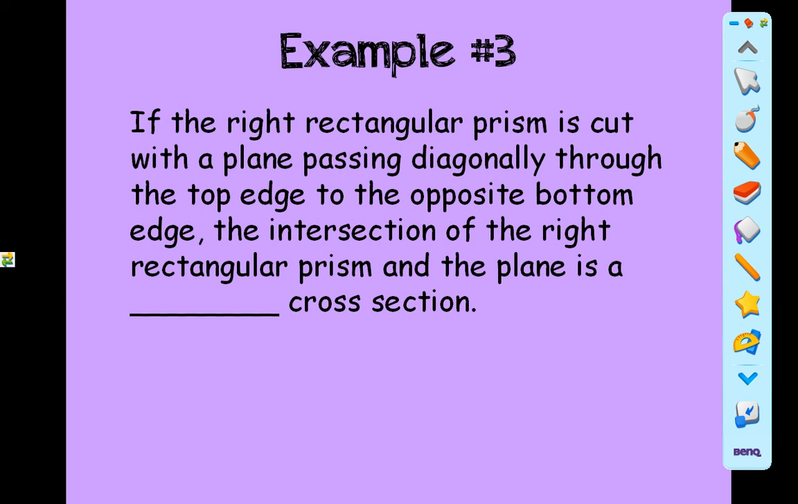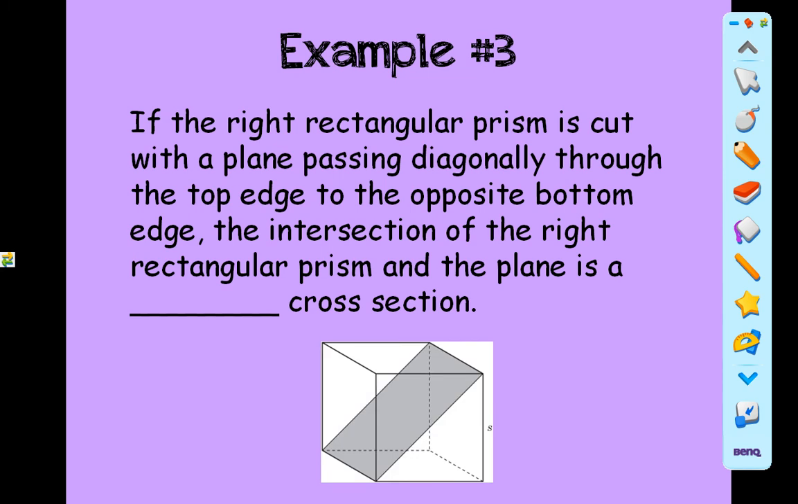Let's look. Here's our rectangular prism, kind of like a cube, which can be a rectangular prism. And you're going from the top edge to the opposite bottom edge. And what shape does that make? Well, in this case, it looks like a rectangle, which can also be considered a parallelogram.